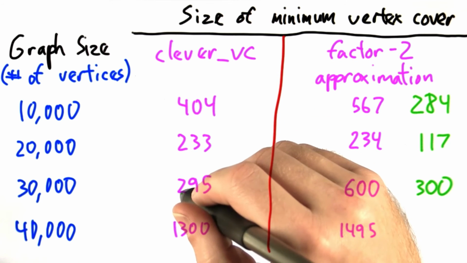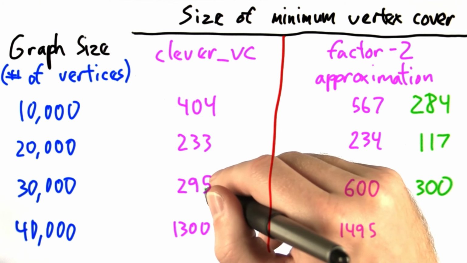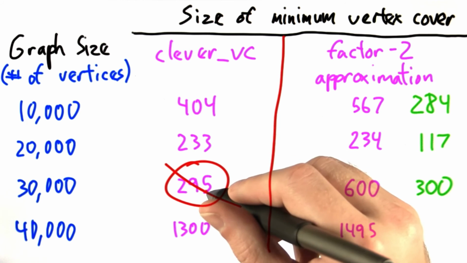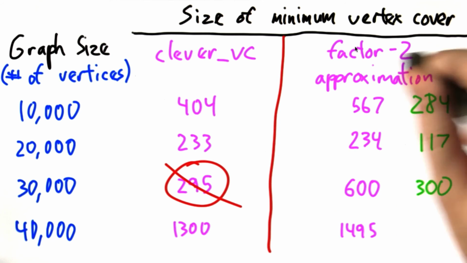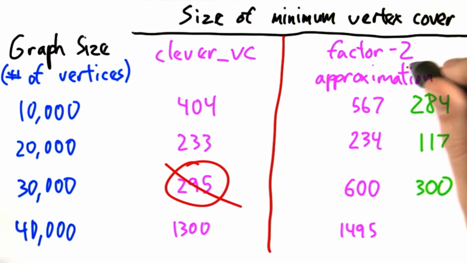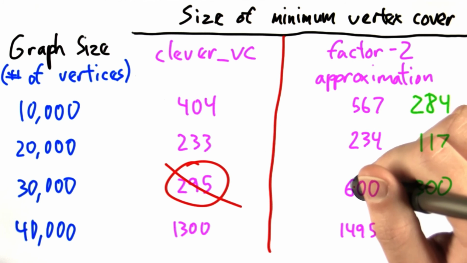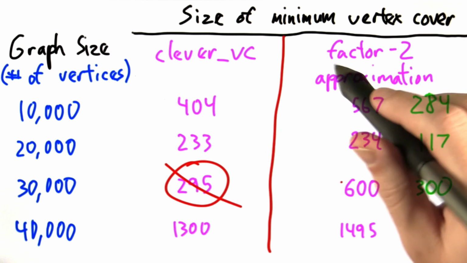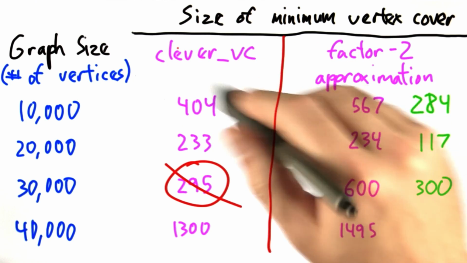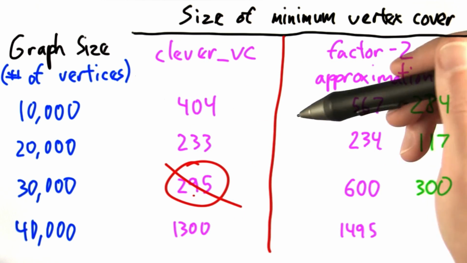But Clever VC is saying it found one that is only 295. So that means that this is wrong. This cannot possibly be if this is a factor 2 approximation algorithm. So either this isn't actually a factor 2 approximation algorithm, and let's say that we verified that it is, or this is not a correct algorithm for finding the minimum vertex cover.